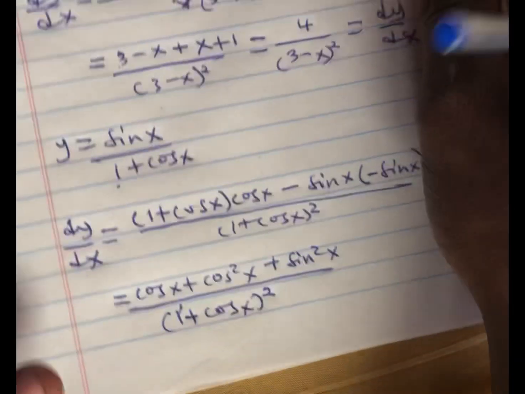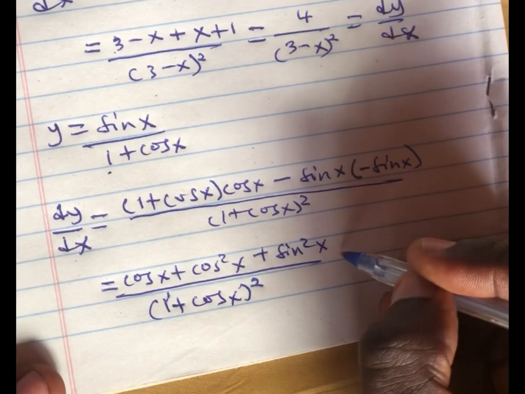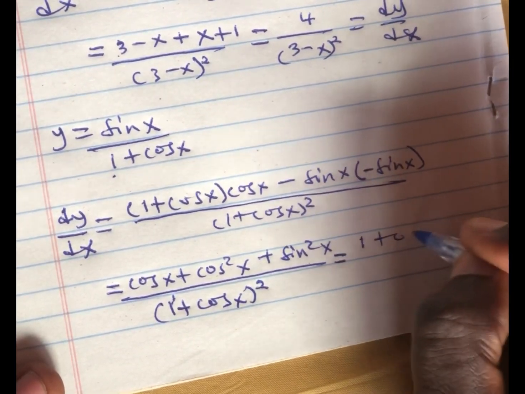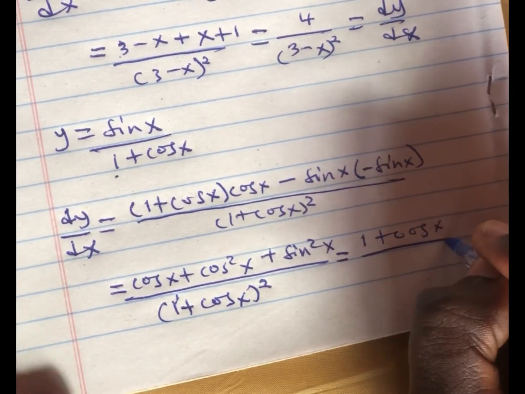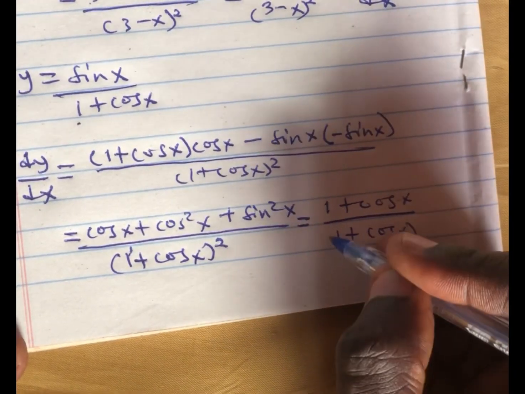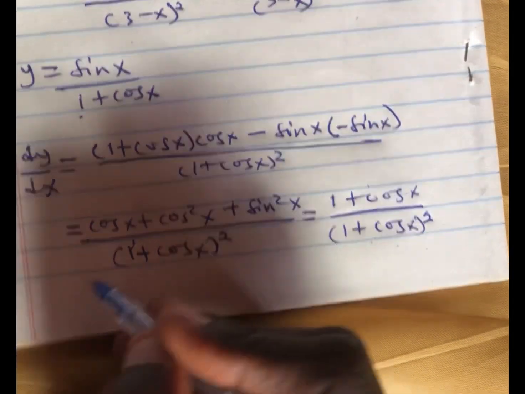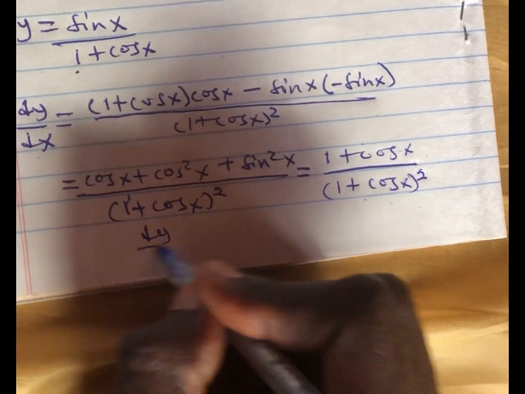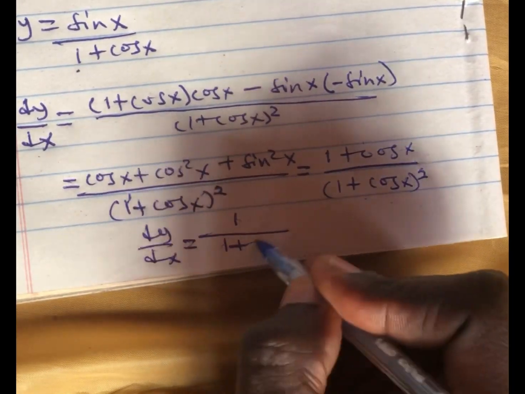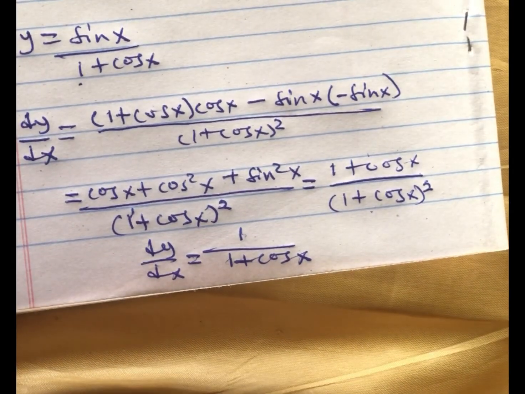Now from trigonometry, cos squared x plus sine squared x is equal to 1. So what that means is that we can rewrite this as 1 plus cos x divided by 1 plus cos x all squared, and this can cancel out with the denominator. So the final answer for dy/dx is going to be equal to 1 divided by 1 plus cos x, and that's how we use the quotient rule. Thank you.